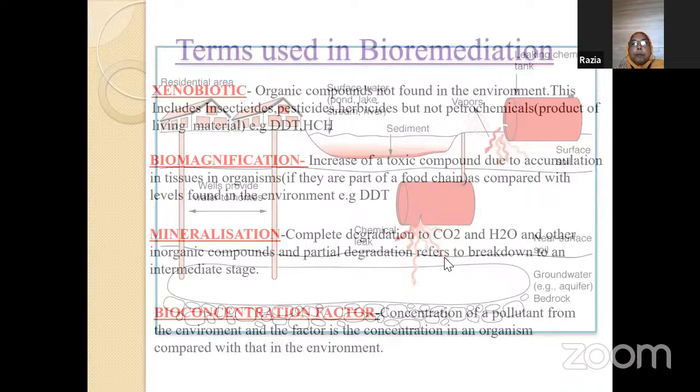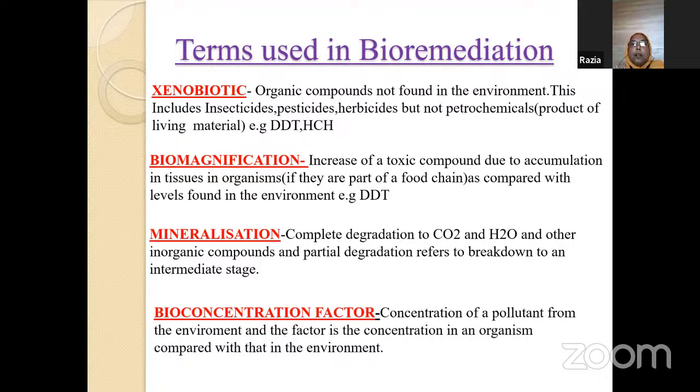Yeah, before going into the types of bioremediation, let me introduce you to a few terminologies which we frequently use in bioremediation. The first one is xenobiotic. Xenobiotic means a chemical which was not naturally existing in the environment. For example, insecticides, pesticides, herbicides, which are not natural, those are synthetic particularly. They are referred to as xenobiotic.